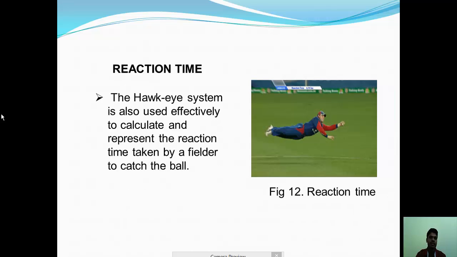Reaction time. The Hawkeye system is also used to effectively calculate and represent the reaction time taken by a fielder to catch the ball.